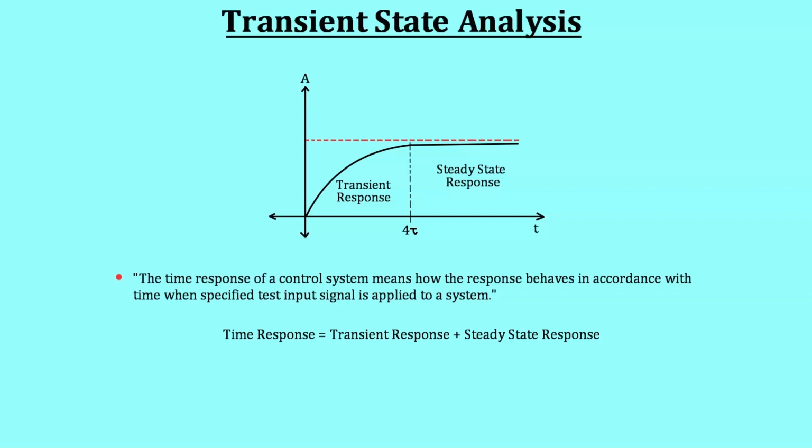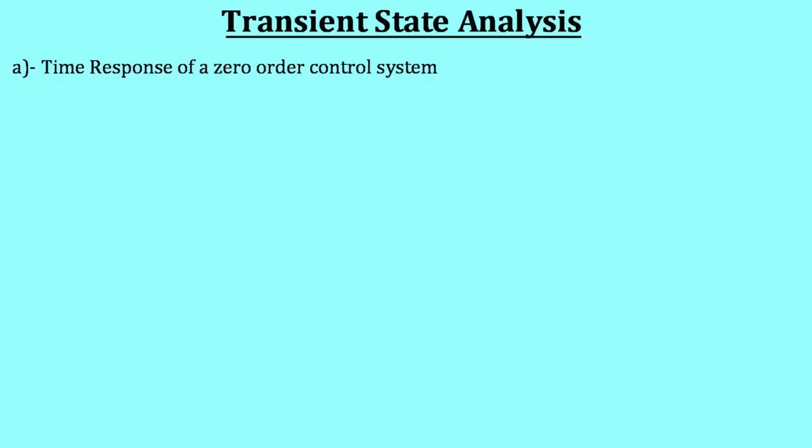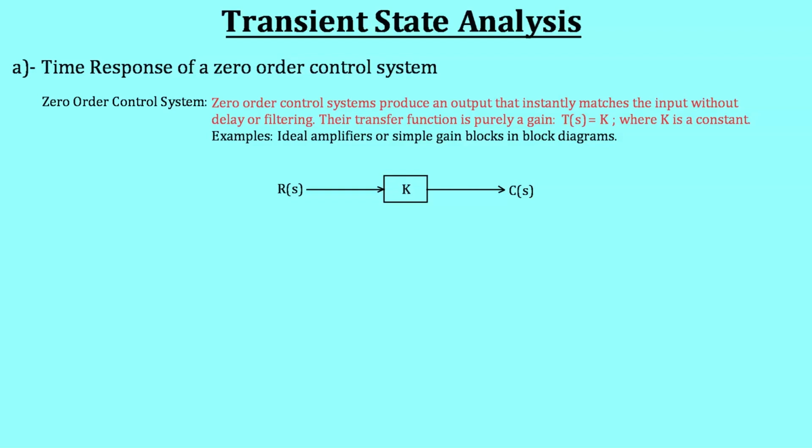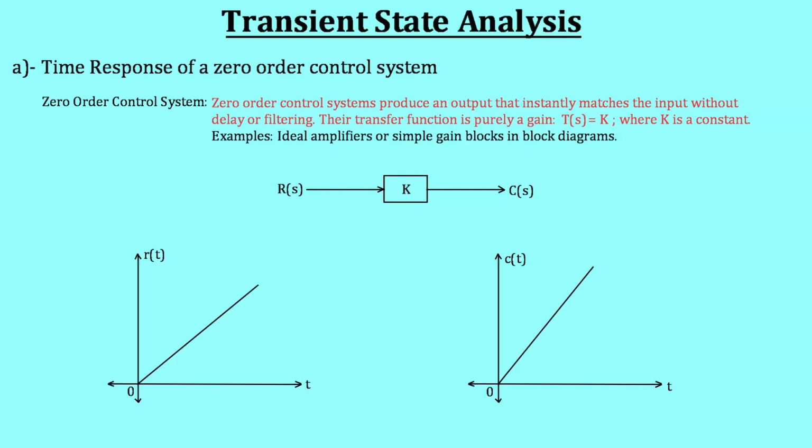First, let us consider the time response of a zero-order control system. Zero-order control systems produce an output that instantly matches the input without delay or filtering. Their transfer function is purely a gain. A very simple example of a zero-order control system is an amplifier. If the input signal is a linear function, then the output will also be a linear function multiplied by the constant k. Zero-order control systems are very simple and do not have any major parameters.